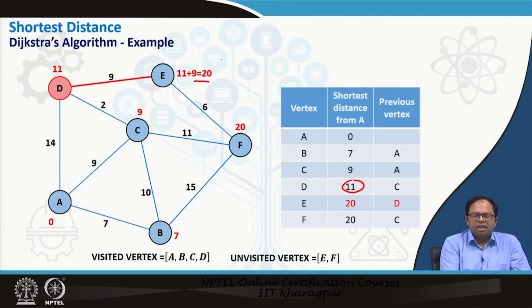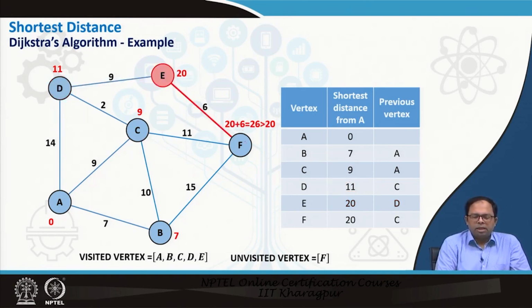So because it is less than infinity, we have chosen that, and over here, this is only one way we can go. So we have replaced, and the previous vertex from E is D, so that we have listed, and everything else remains same. And then from E we can go till F using this path, 20 plus 6, 26, which is greater than 20. So this doesn't become the shortest path. So 20 remains as the shortest path.